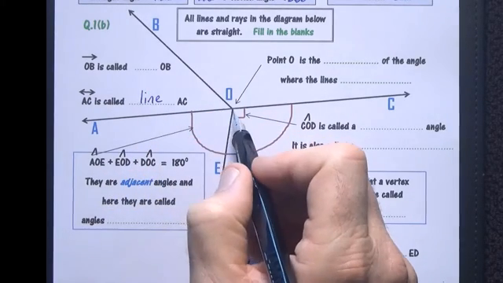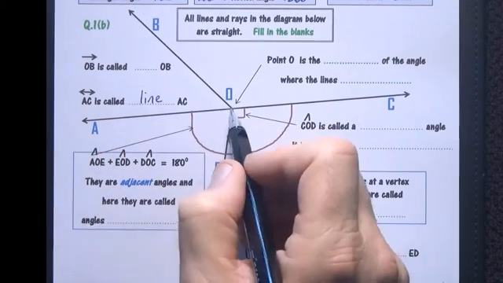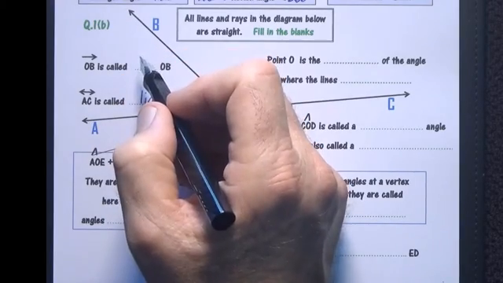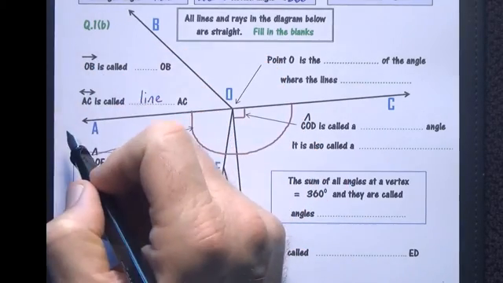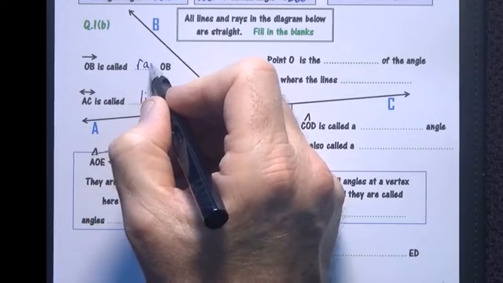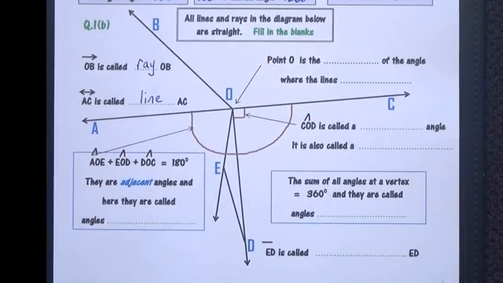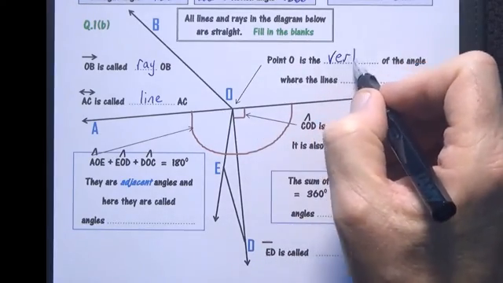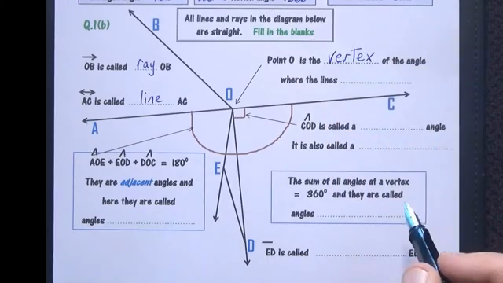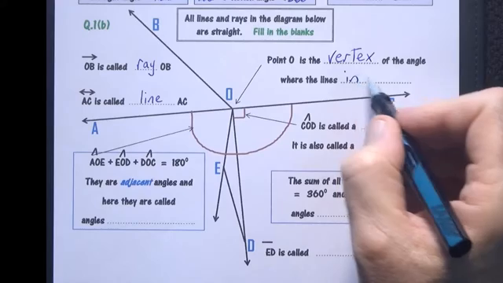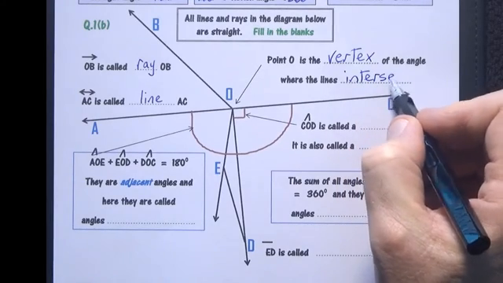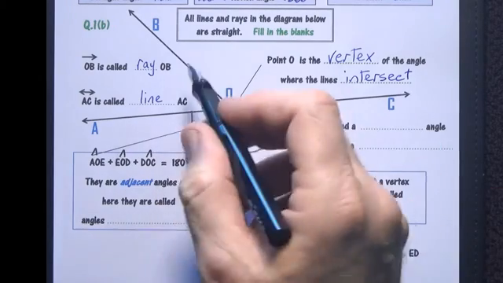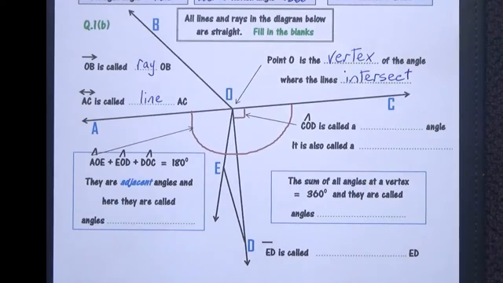You could compare that to OB. OB starts at O, goes through B, and then goes on. So it has only one arrow, and this is called ray OB. Point O here is called the vertex of the angle, where the lines intersect. Intersect is a verb. The noun is intersection. So this is an intersection of a line and several rays.